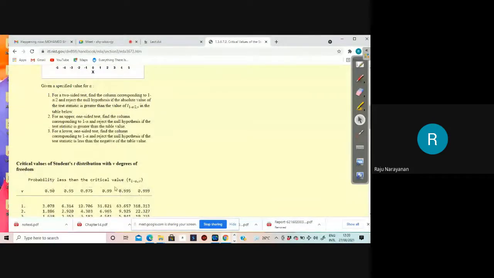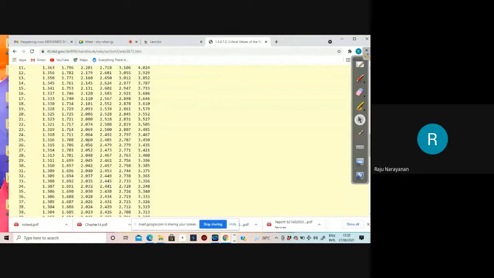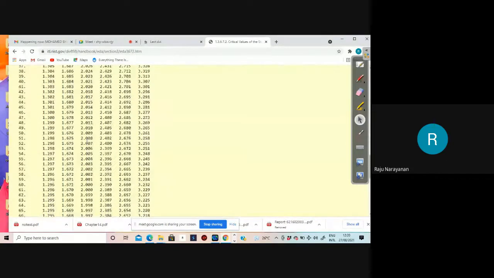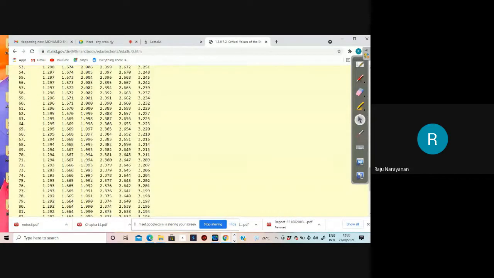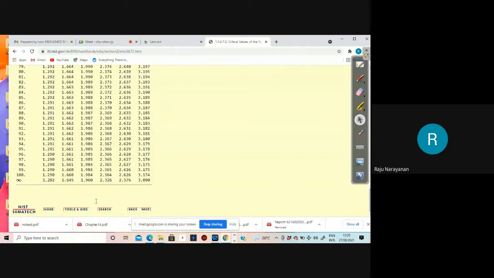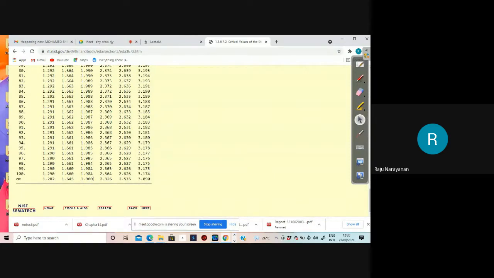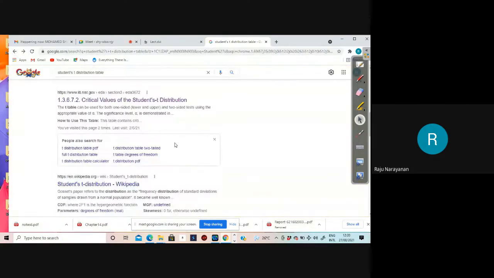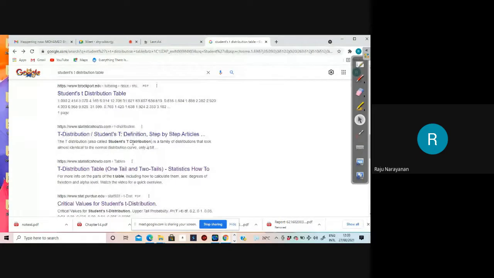Okay, where is our 0.975? Here you can see somewhere very near 1.96 will be here. Yeah, 1.96, you see, when the degree of freedom is very large. Okay, that table is also not a good table. You can take the T distribution step by step, Student's T distribution table.